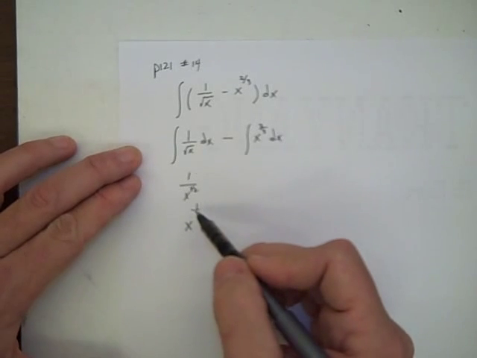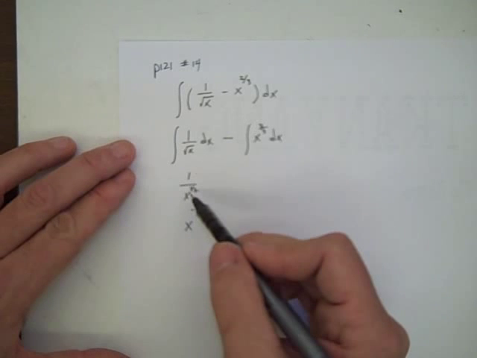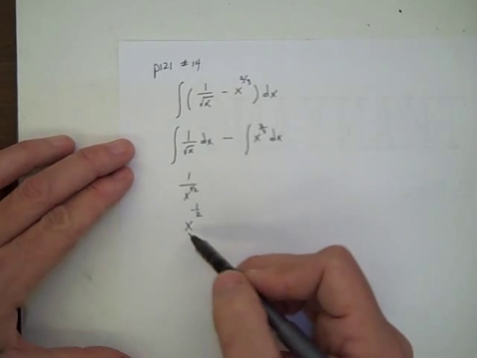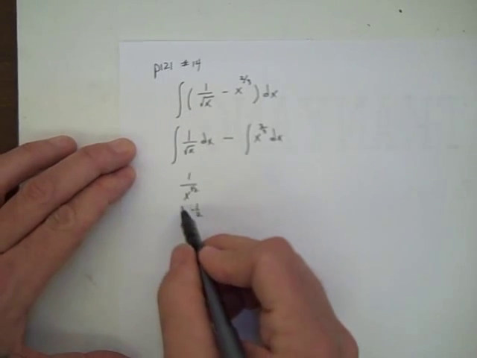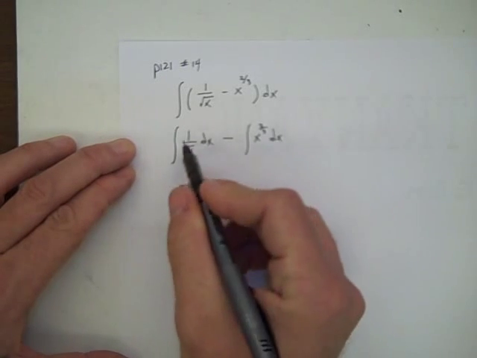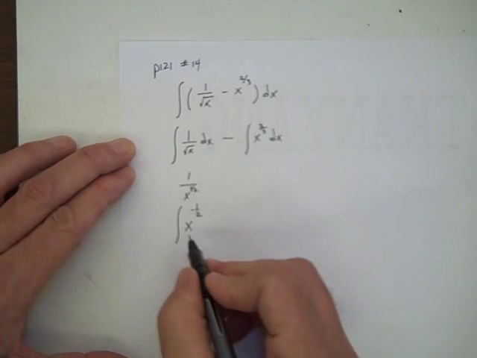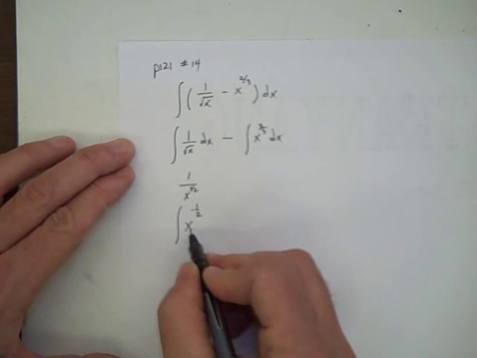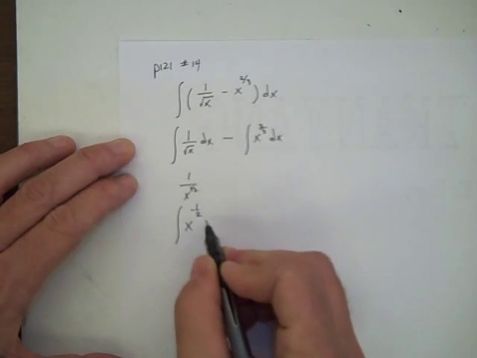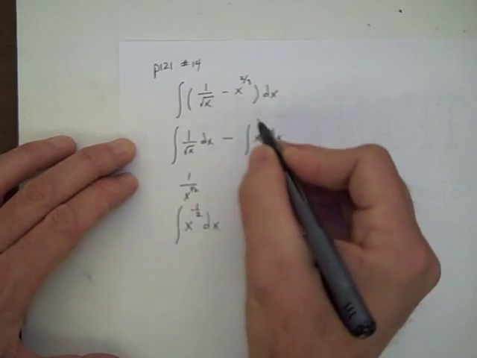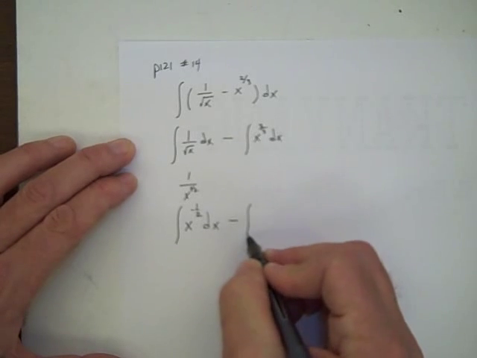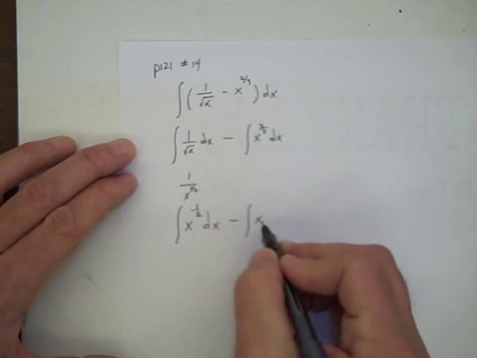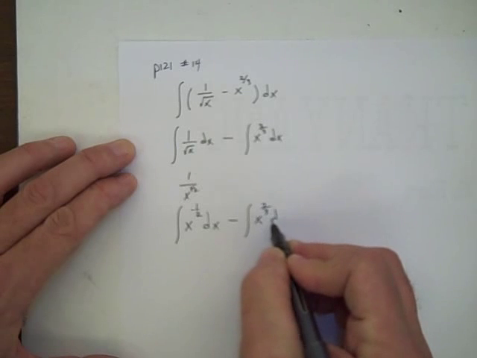Remember that the negative exponent means reciprocal. So 1 over x to the 1/2 is equivalent to x to the negative 1/2. And this is the argument of the integral. We're going to integrate x to the negative 1/2, dx. And let's just bring this all the way down here. Minus the integral of x to the 2/3 dx.